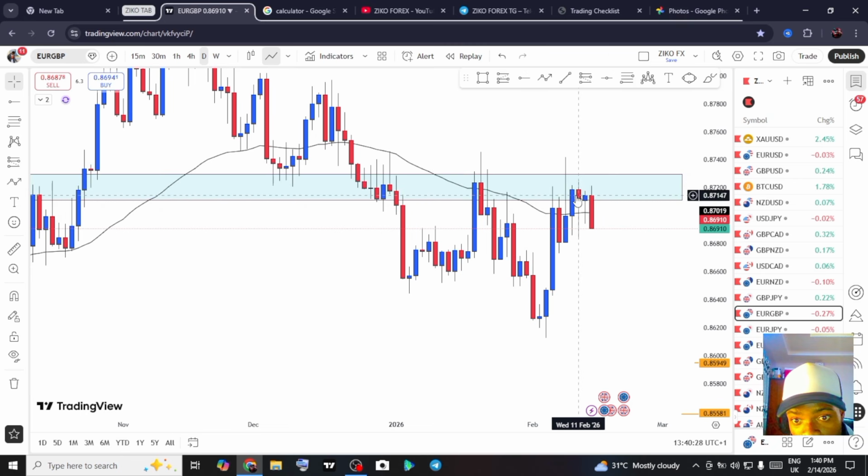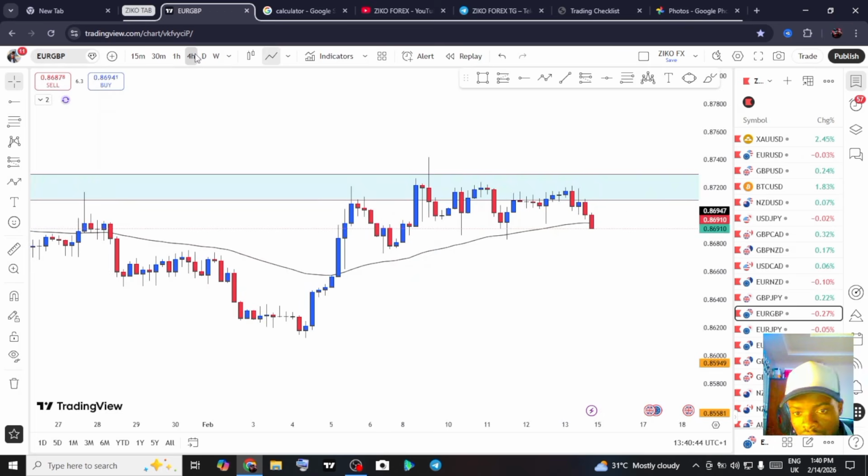1, 2, 3, 4 days. Actually 4 days, right? So we started stalling around that area for 4 days, which means that this area of interest might be very, very, very strong. All right, so I'm looking at sales on this market so far. Now let's go over to the 4 hour. I want to see what is there.